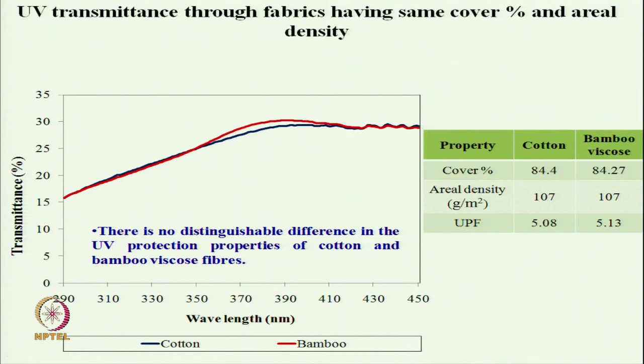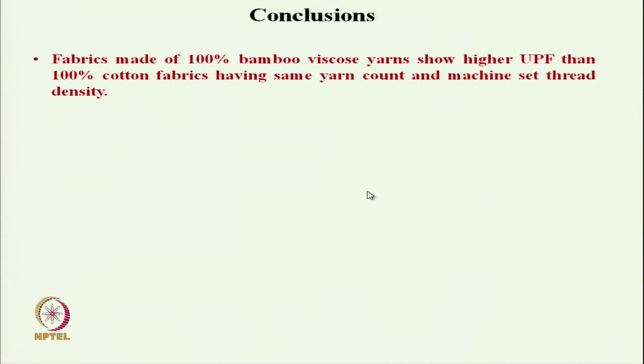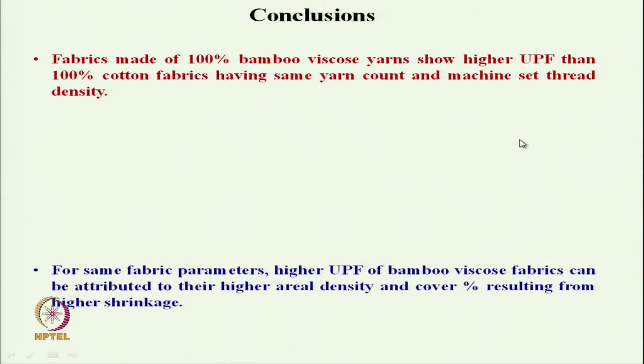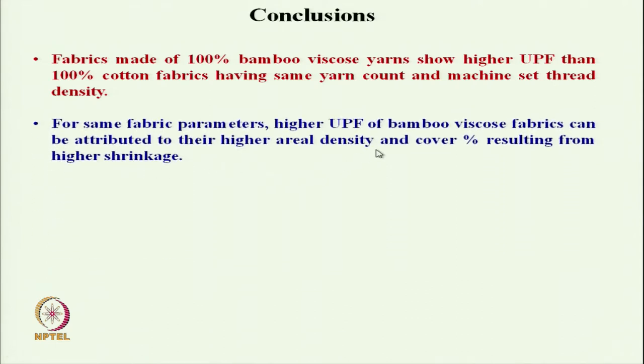So, earlier assumptions were that bamboo viscose gives higher protection, but the present study shows that effectively there is no difference between cotton and bamboo. So, the conclusions are, the fabrics made of 100% bamboo viscose yarn show higher UPF than 100% cotton fabrics having the same yarn count and machine set thread density. This is machine set thread density, not the final thread density. For the same fabric parameters, the higher UPF of bamboo viscose fabrics can be attributed to their higher areal density and cover percent, resulting from higher shrinkage.